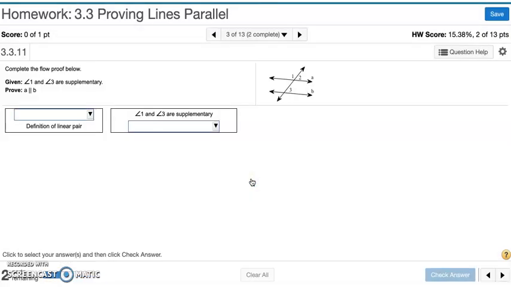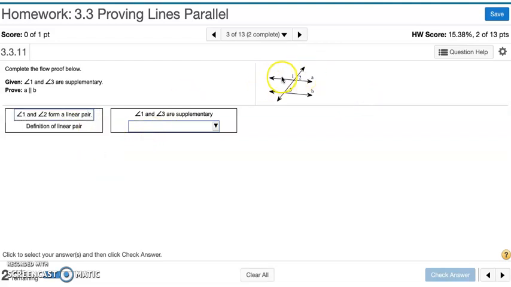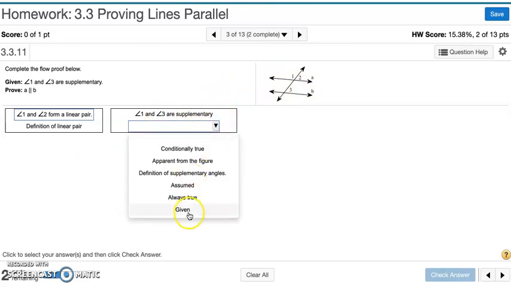Number 3. Complete the flow proof below. We're given angles 1 and 3 are supplementary, meaning they add up to 180 degrees, and we're trying to prove that A and B are parallel. Here we're choosing which angles are a linear pair. That would be angles 1 and 2 form a linear pair. And it says 1 and 3 are supplementary, and that is given.